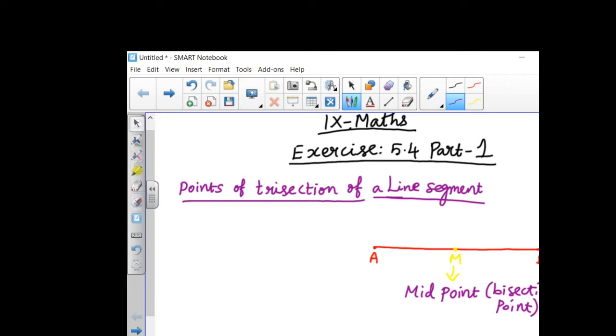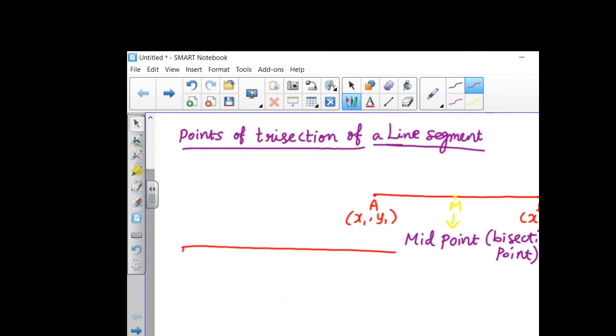So how to find the trisection? If you are taking these two points, A point is x1, y1 and B point is x2, y2. Suppose you want to divide the line into three equal parts. This is A, this is B. Let us take these two points as P and this is Q. A point is x1 comma y1 and B point is x2 comma y2.